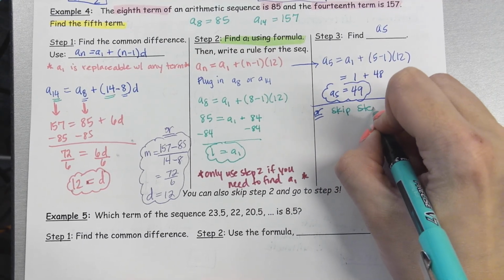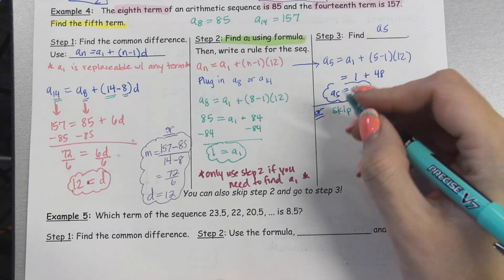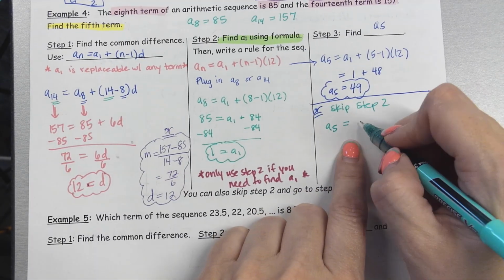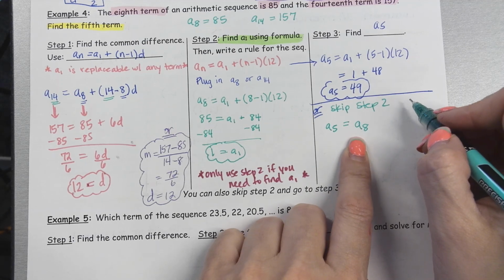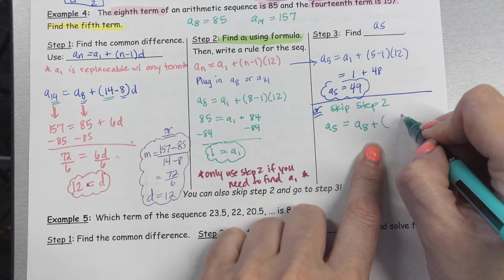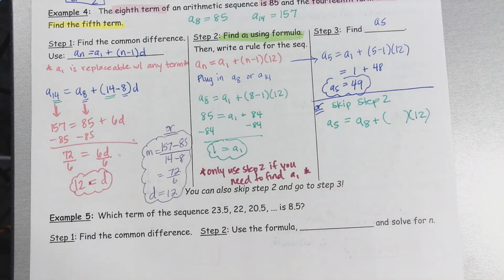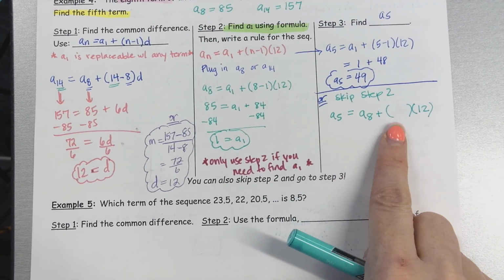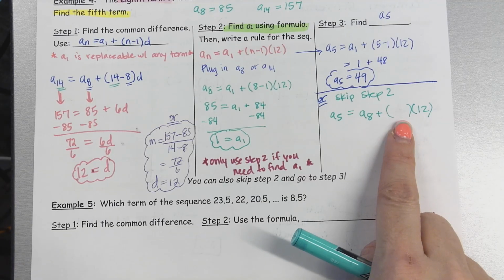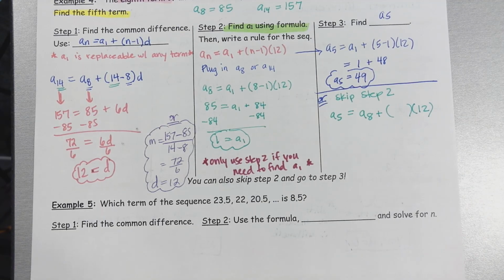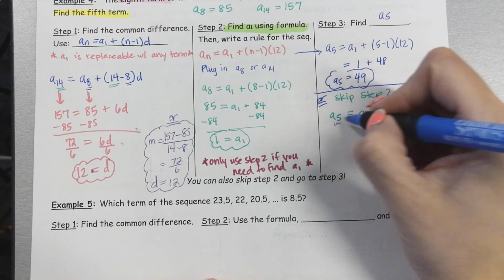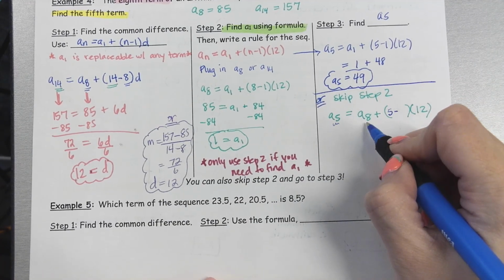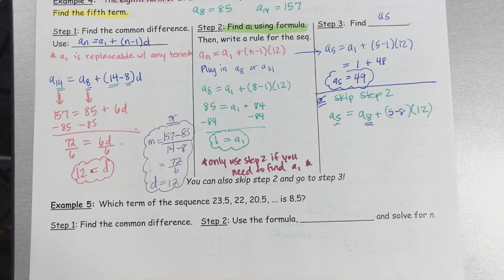Or skip step 2 and just use a sub 5 is equal to, and remember, a sub 1 is replaceable. So we could replace it with a sub 8. That's fine. So what would I have in my parentheses? If this is a sub 5 and this is a sub 8, what would this be? 5 minus. So the first one correlates to the n value. This one correlates to 8.